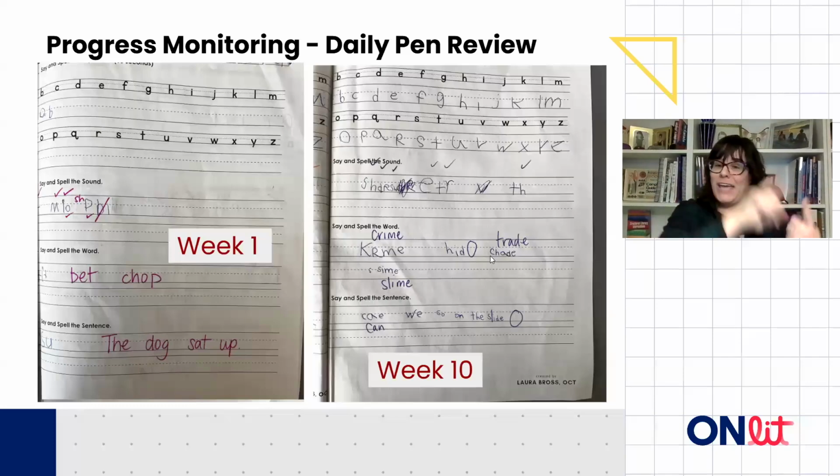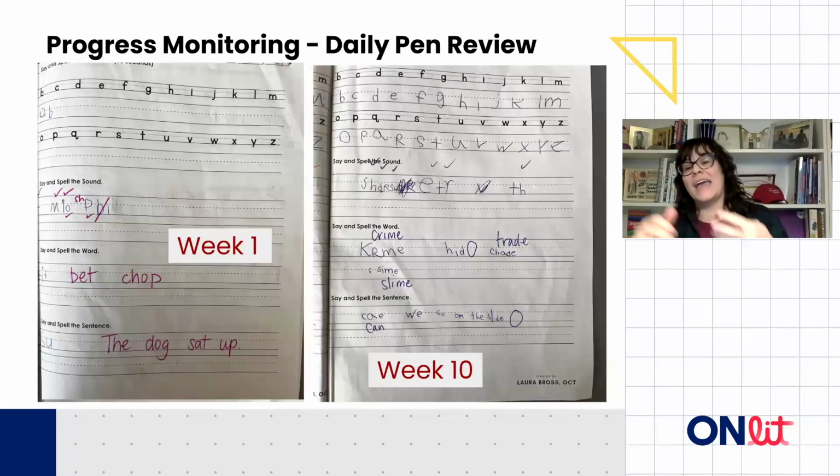So I will have a word with I, and a couple words with O. I often will throw in a high frequency word. So it's really about checking to see the proficiency with the skills that I'm teaching them at that moment.